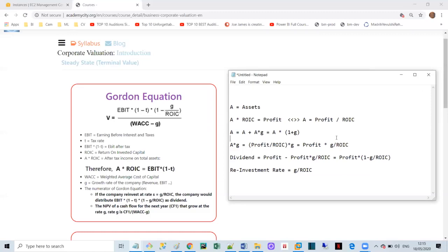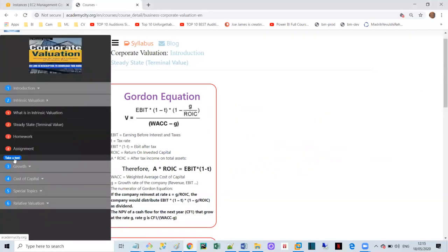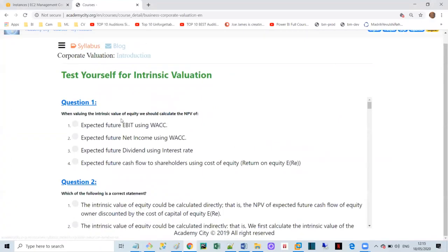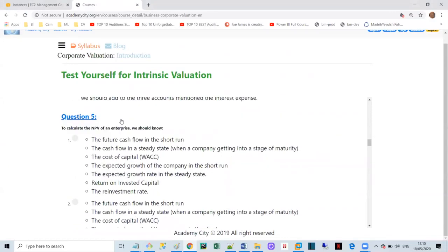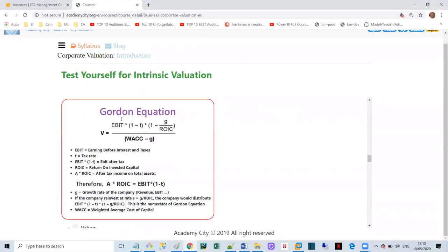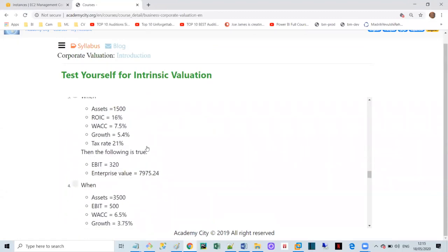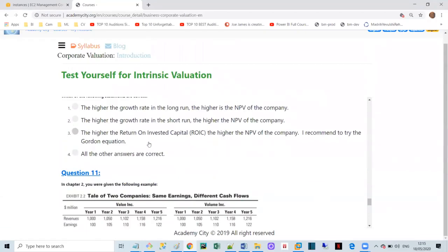And I also put several questions here. If you go into here, I put several questions to help you to really catch the idea. There's a lot of examples here that I put. I put the Gordon equations, and I put a lot of examples here for you. I will do maybe one or two. I won't have enough time.